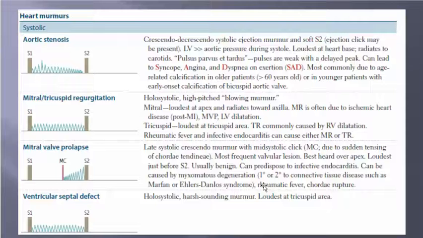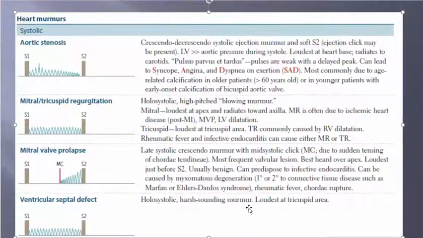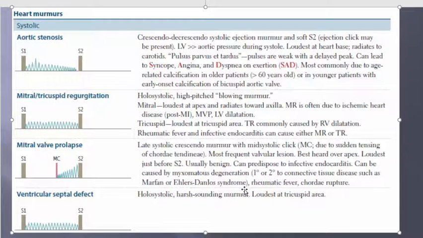Late systolic crescendo murmur. Okay. So remember, crescendo here kind of goes up, with a mid-systolic click. Okay. And sudden tensing of chordae tendineae. Most frequent valvular lesion, best heard over the apex of the heart. Can be caused by myxomatous degeneration, primary and secondary to connective tissue disease, such as Marfan and Ehlers-Danlos syndrome, rheumatic fever, and chordae rupture.